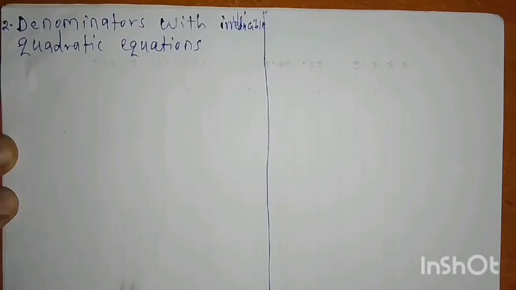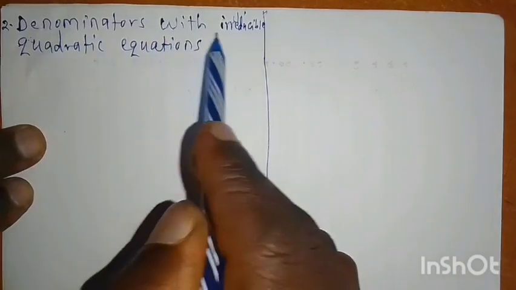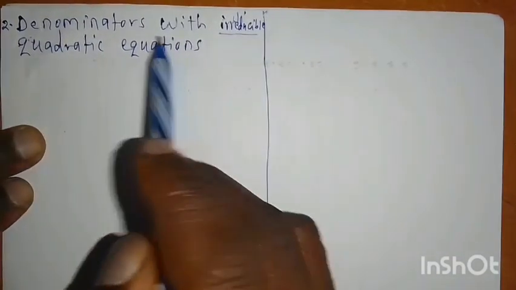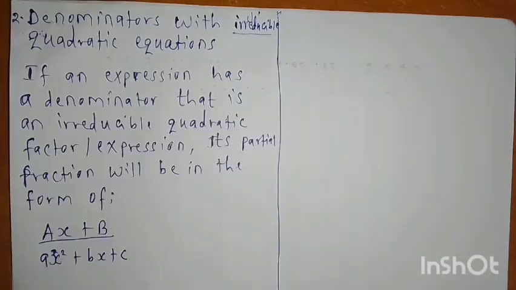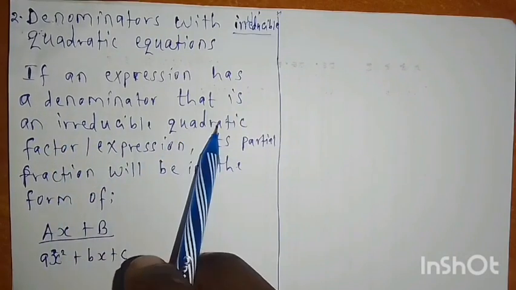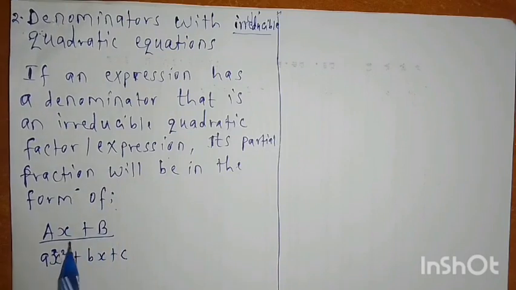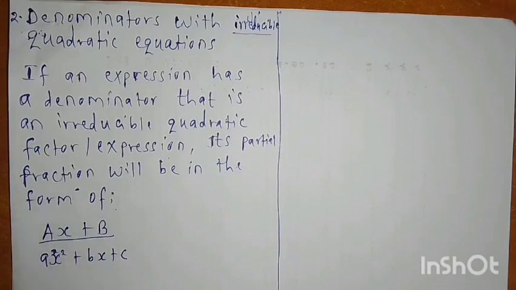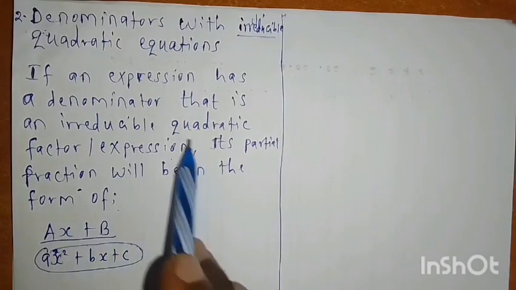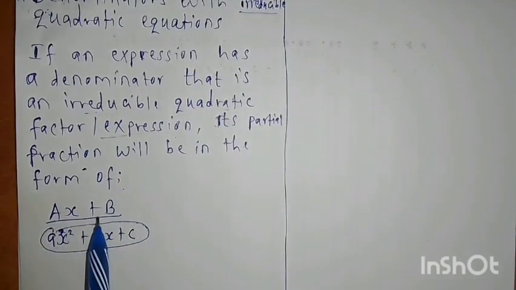Okay. We want to look at the second class of partial fractions, in which the denominators have irreducible quadratic functions. Here we say, if an expression has a denominator that is an irreducible quadratic factor, its partial fraction will be of the form ax plus b over ax squared plus bx plus c, where this is now the irreducible quadratic expression. So that is the general expression.